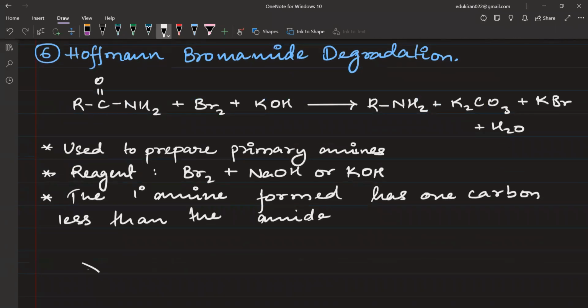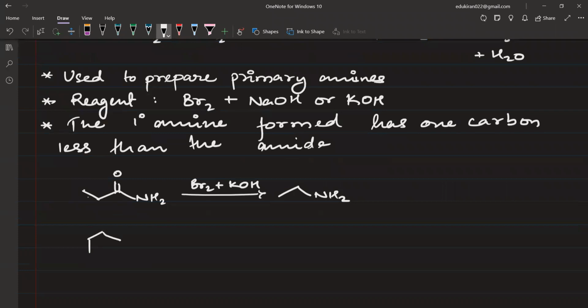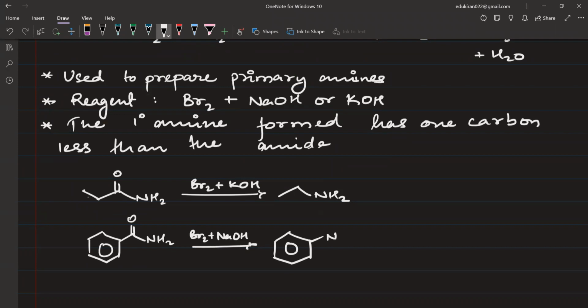So if you have CH3CH2C=O NH2, with Br2 plus KOH, in this case you have 1, 2, 3 carbon atoms. Now, in the amine that we are going to form, you will get only 1 and 2 carbon atoms and then NH2. Similarly, you can also use this to form aniline. You have C=O NH2 on the benzene ring, with Br2 plus NaOH. We will get aniline with NH2 attached to the benzene ring. Please write this down.